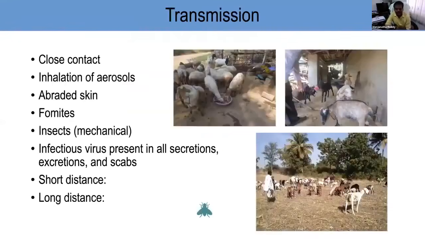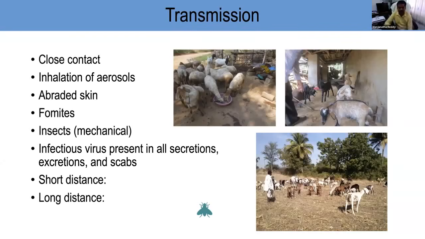So when it comes to how the disease gets transmitted, this is not like FMD or LSD, lumpy skin disease virus, which are mainly transmitted by insects. This disease is transmitted by close contact, and sometimes by inhalation. Because of this inhalation, the organ of predilection in case of sheep and goat pox is the lungs, and the second is, because it is an epitheliotropic virus, it affects the skin.